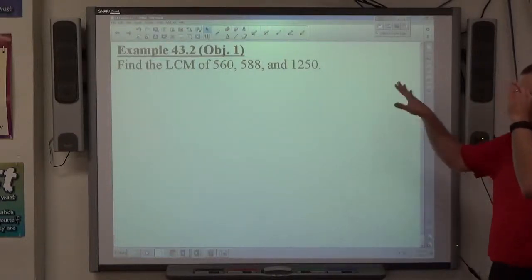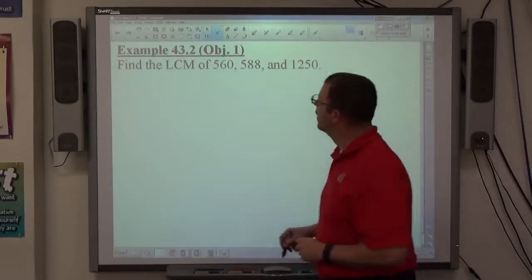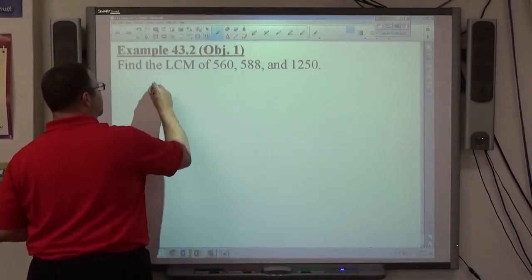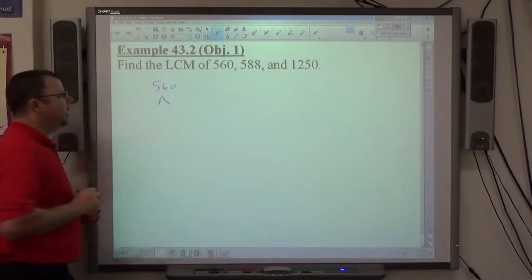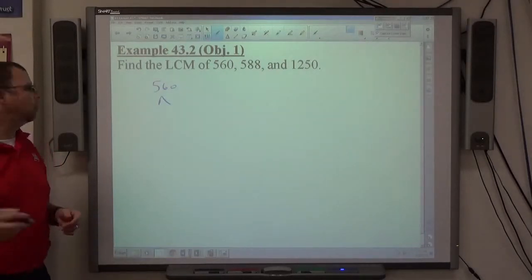Example 2. Sometimes the numbers get really large, and the hardest part about this is the factoring part. What I'd like to do is find big numbers that multiply by themselves, because obviously 2 goes into 560, right? But we can all see that 10, of course, goes into 560 also. I can also see that 20 goes into 560. The bigger the number you can get into it, the quicker it's going to factor.